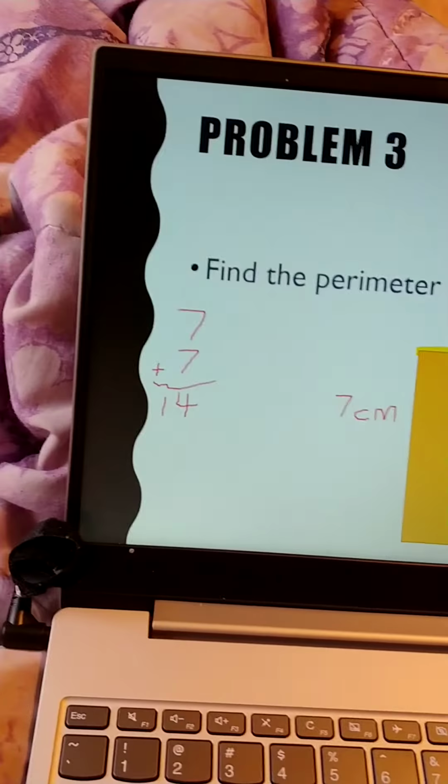It's Miss Stephanie again. So, problem number 2 says, how much taller is the lion than the cheetah? Remember, we're comparing two things, and when we compare, that usually means we subtract. So, let me underline that.